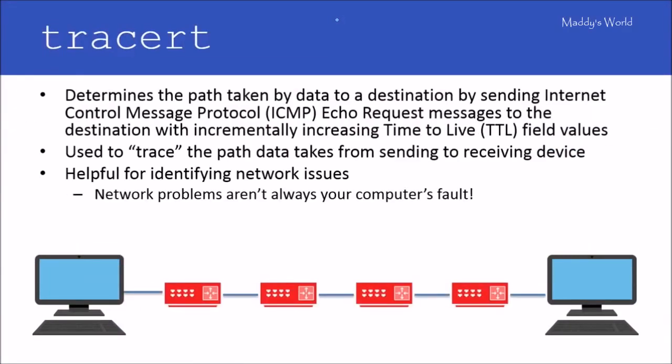Next one's traceroute. So tracert is what it looks like, but we call it traceroute. It determines the path that data is going to take to a destination, typically across the internet or across a wide area network, by sending those same echo requests that we use with ping, but they have an incrementally increasing time to live field value. So there's a little extra data attached to those ICMP echo requests. Okay, we use it to trace the path data takes from sending to a receiving device.